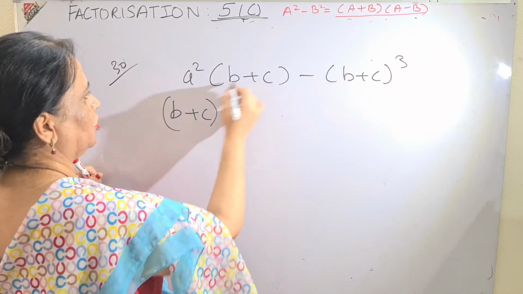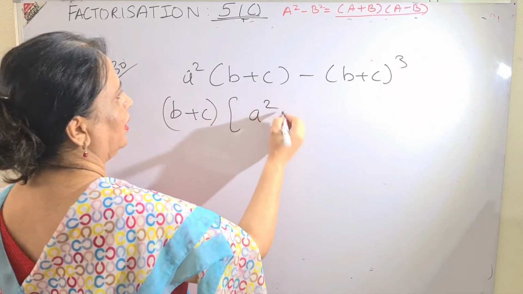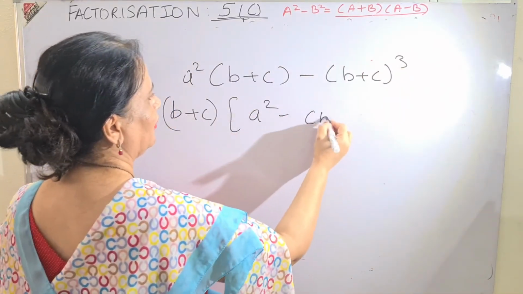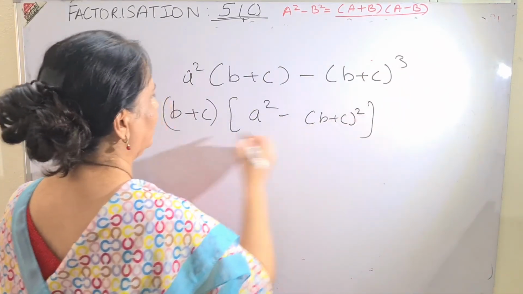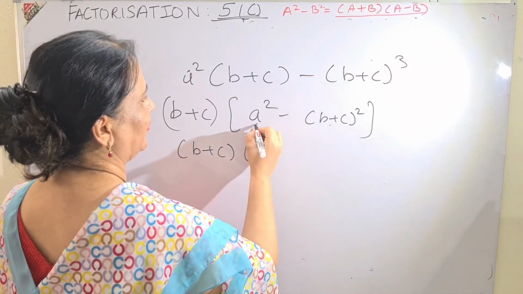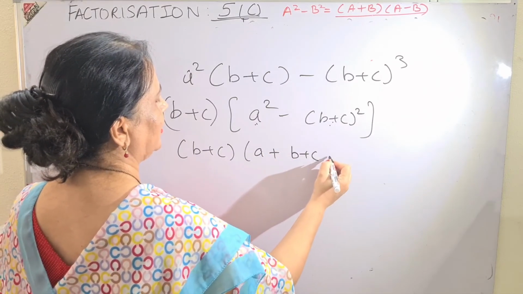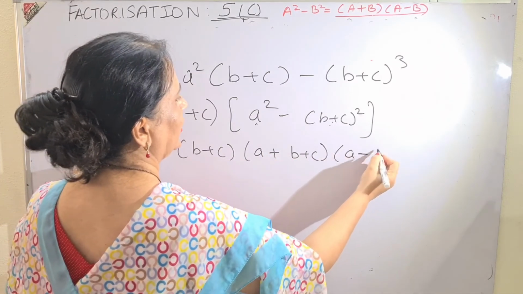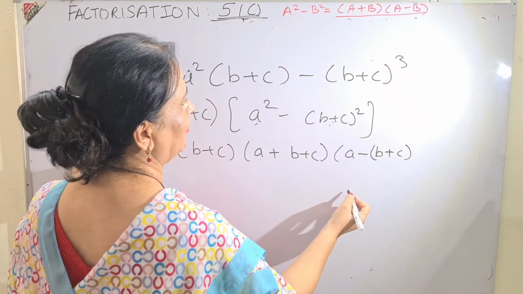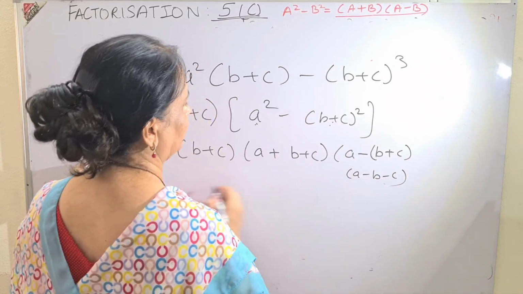b plus c I took common. I took common from the first term. I am left with a square. Took common from the second term. 3 is there. 1 I took out. b plus c whole square. See, got the format. a square minus b square, first term minus second square. So a plus b plus c, or a minus b minus c. Why minus? Because if I write like this, this will be plus, and if I open the bracket, this is your answer, a minus b minus c.